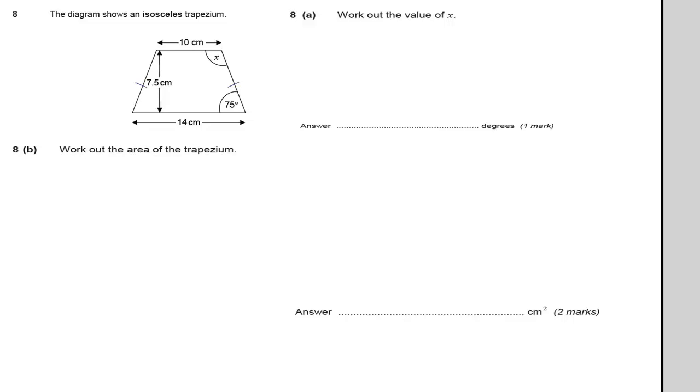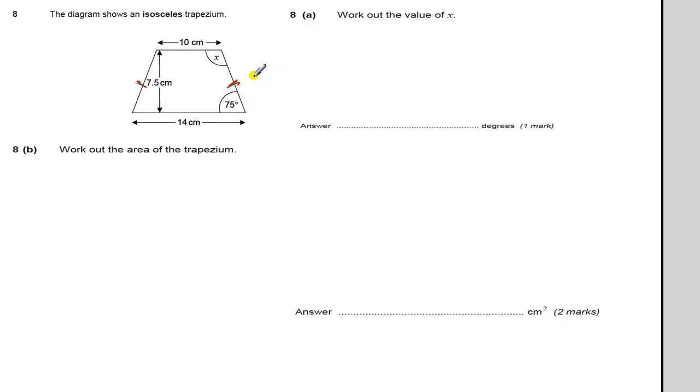Okay, here we have a question on angles, and, well, it's on trapeziums. You've got an isosceles trapezium drawn here. These two lines here tell us that these two sides are the same, and that's why it's an isosceles trapezium, because it's got two sides the same.